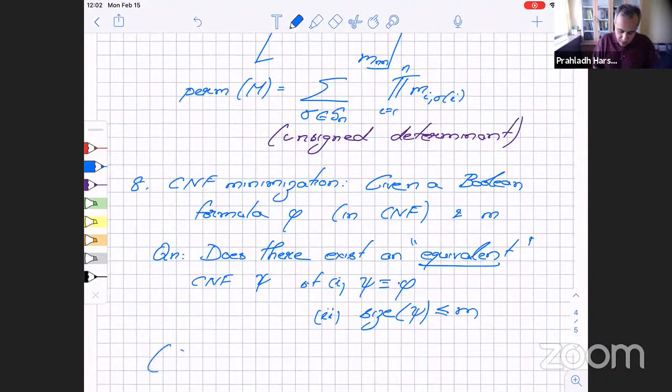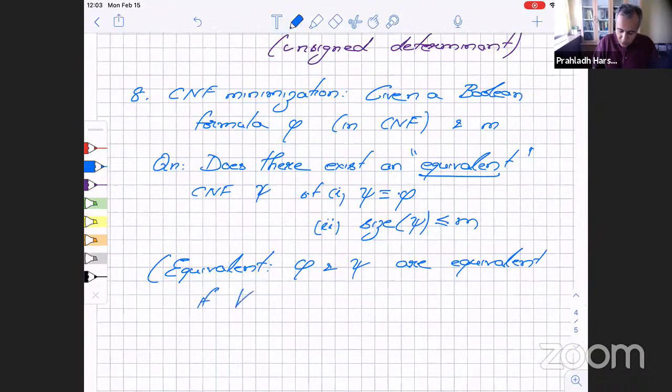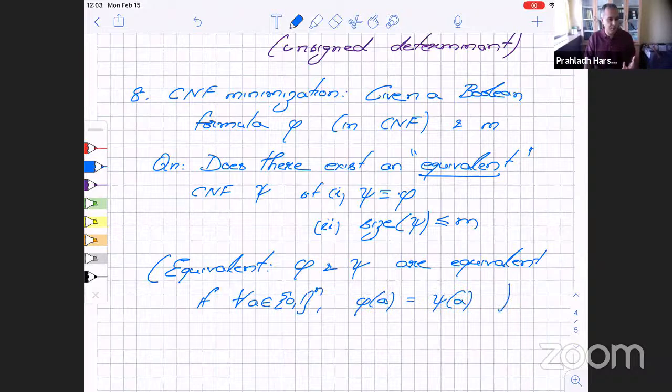What do I mean by equivalent? Two Boolean formulas phi and psi are equivalent if for all inputs a, phi of a is equal to psi of a. That is, as functions, they compute the same function. So what I'm asking is, I give you a Boolean formula phi, and I'm asking you, is there a CNF which is even smaller, of size smaller than phi? Can you do this?